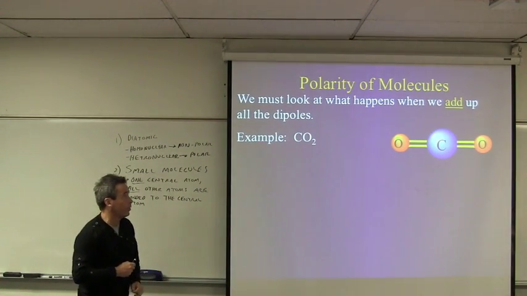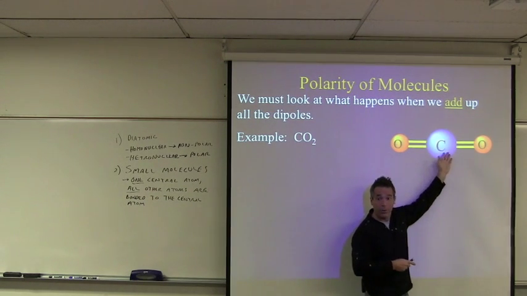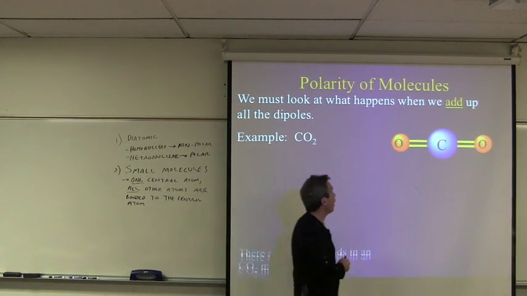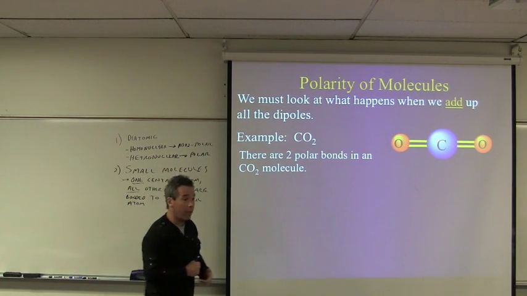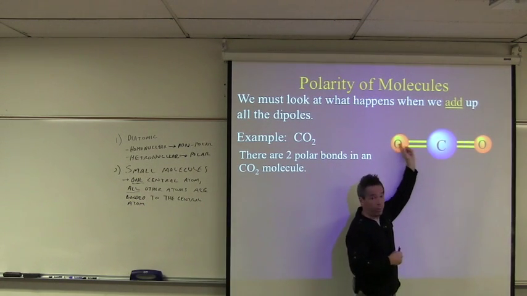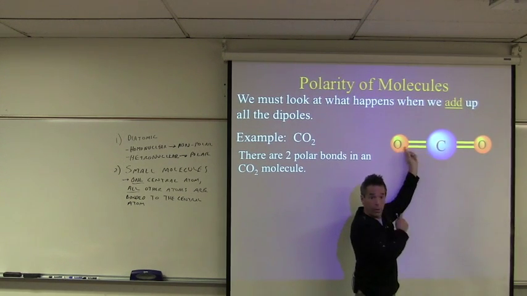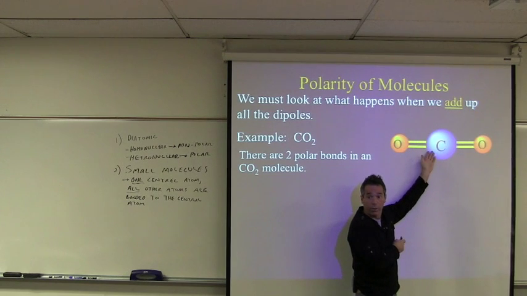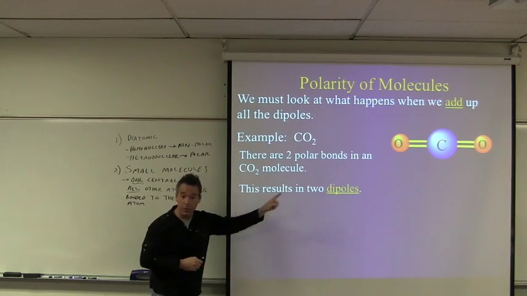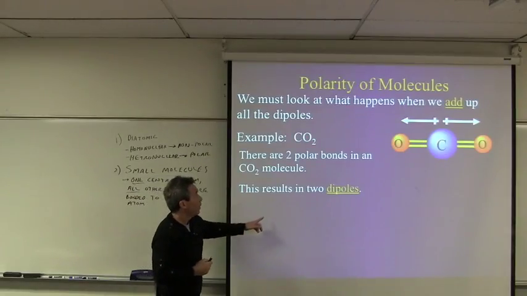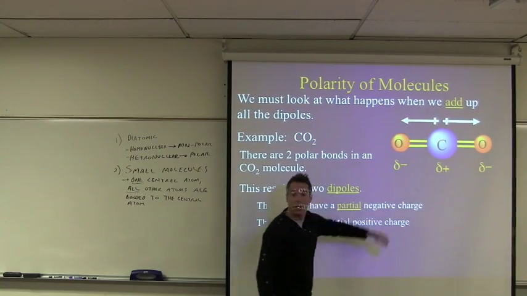So let's consider the CO2 molecule. Remember we did the shape and the line bond structure for CO2. There's no lone pairs, so it had this linear shape right here. Notice there are two polar bonds in the CO2 molecule. How do I know there's two polar bonds? How do I know that's a polar bond? Right, this one right here. Yeah, two different atoms, so they don't share the electrons evenly. Same thing here, right? So there's two polar bonds there. This results in two dipoles. Remember, doing this and doing this is the same thing. The arrow points to the negative side.